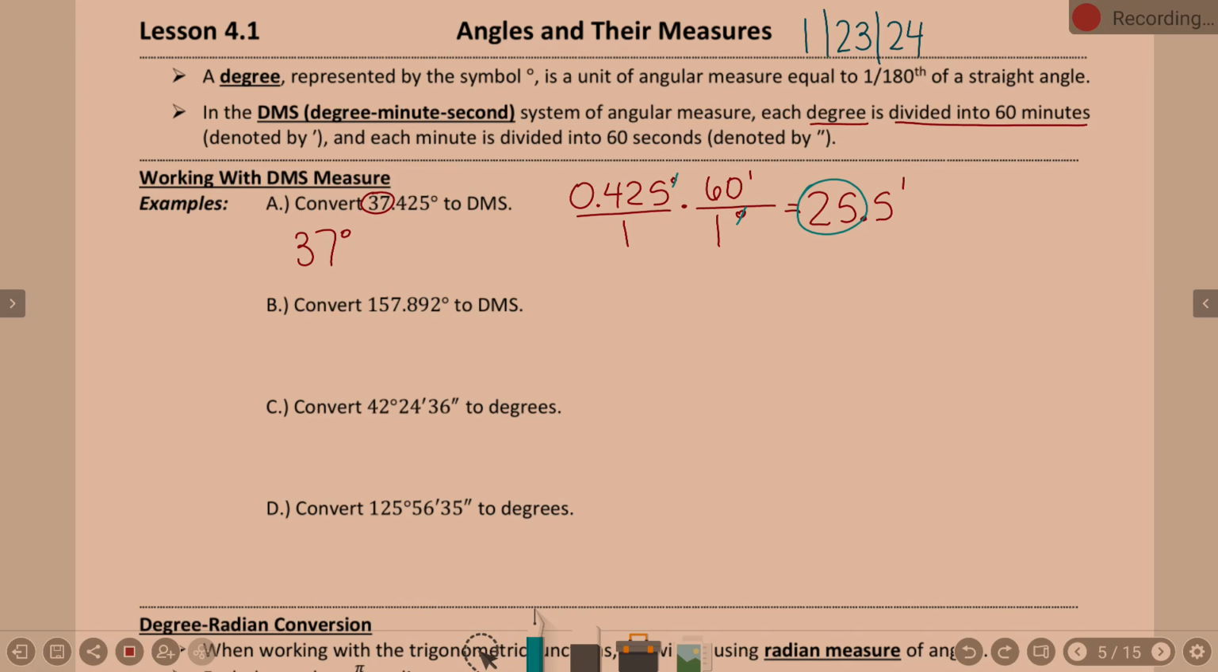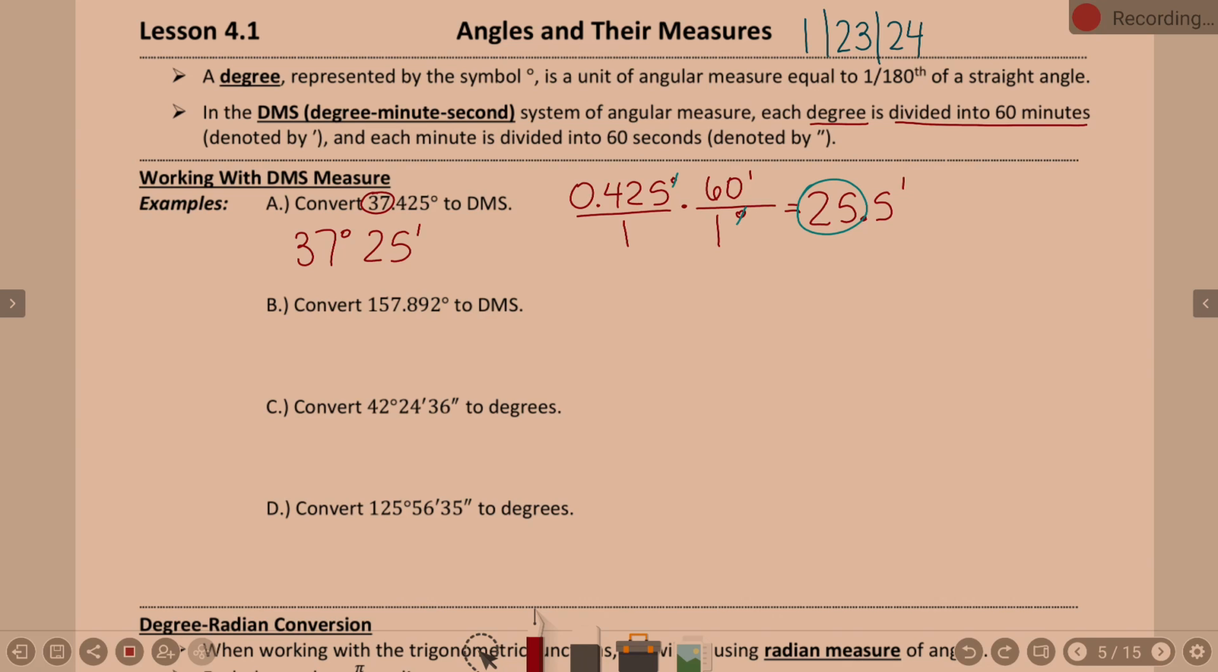Never. So what I know in my answer, we had 37 full degrees. How many full minutes do we have? 25. We have 25 full minutes. And then do you see where I'm going with this? What do we have left over? We have 0.5 minutes left over, which this one's an easy one, isn't it? 0.5 minutes is 30 seconds.